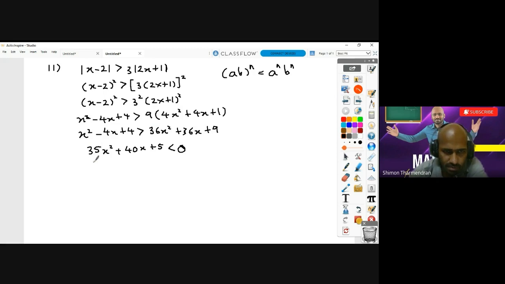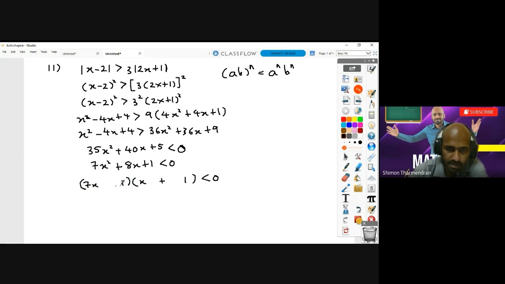So everybody can divide by 5 here. We get 7x squared plus 8x plus 1 less than 0. This looks like we can factorize, because 7 and 1 can give us an 8. So we've got a 7x here, x, 1 and 1, plus 7 plus 1 gives me a plus 8.